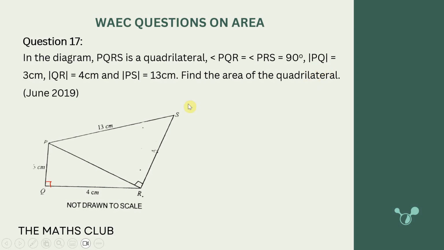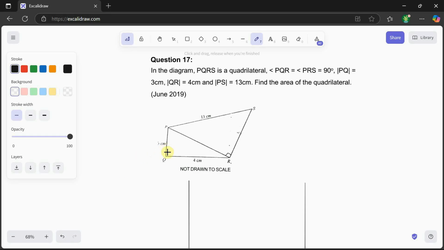And PQ is equal to 3 centimeter, QR is equal to 4 centimeter, PS is equal to 13 centimeter, and we're told to find the area of the quadrilateral. So we have established that this is a right angle triangle, because the angle at Q between P and R is 90 degrees. So we can split into two triangles.